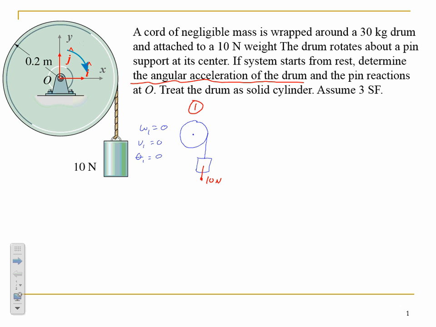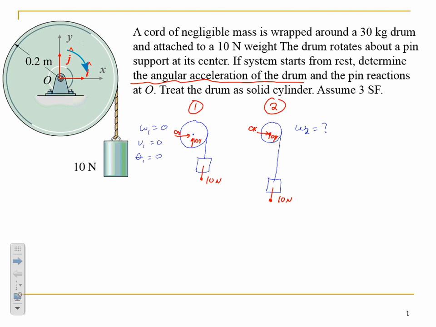Now at some later time, which I'm going to call state 2, this weight will have fallen some distance farther down, still with the 10 Newton weight being applied to it. Now there are also some pin forces, OX and OY. That's X, that's Y. Same thing over here. There are pin forces, OY, OX.